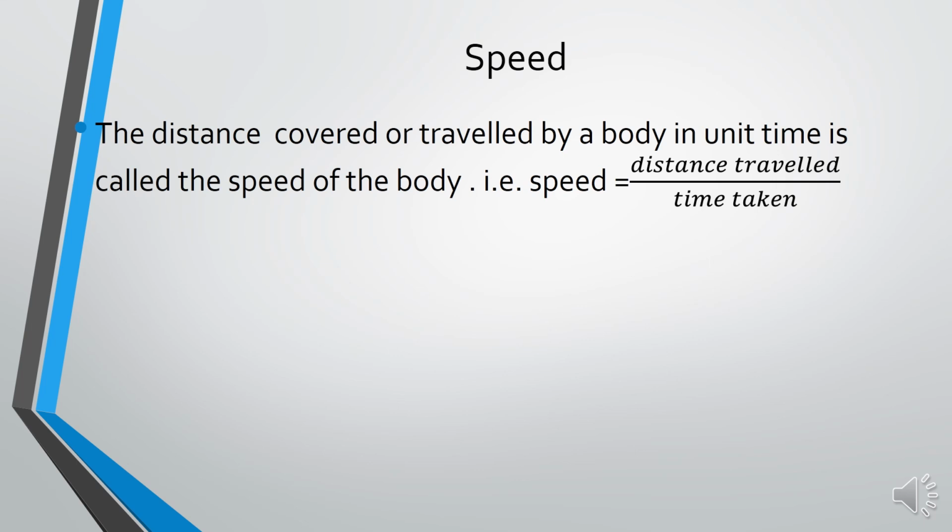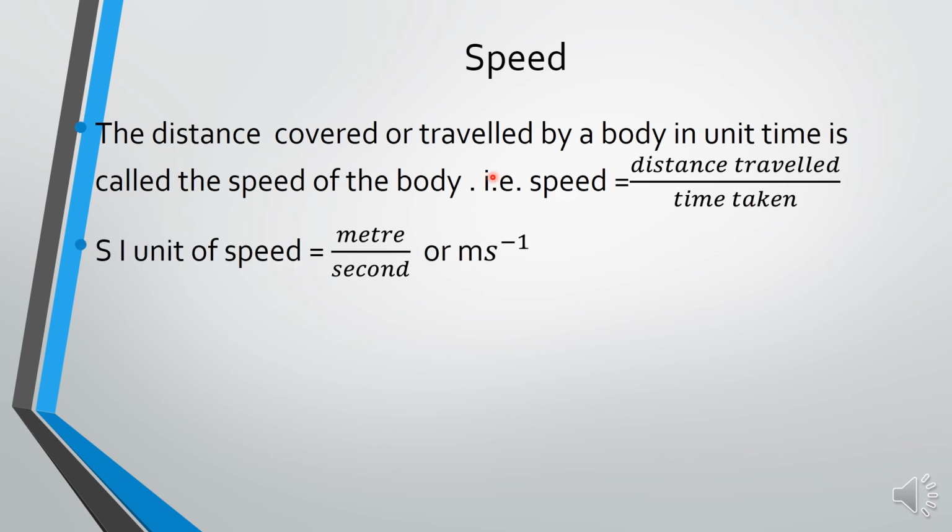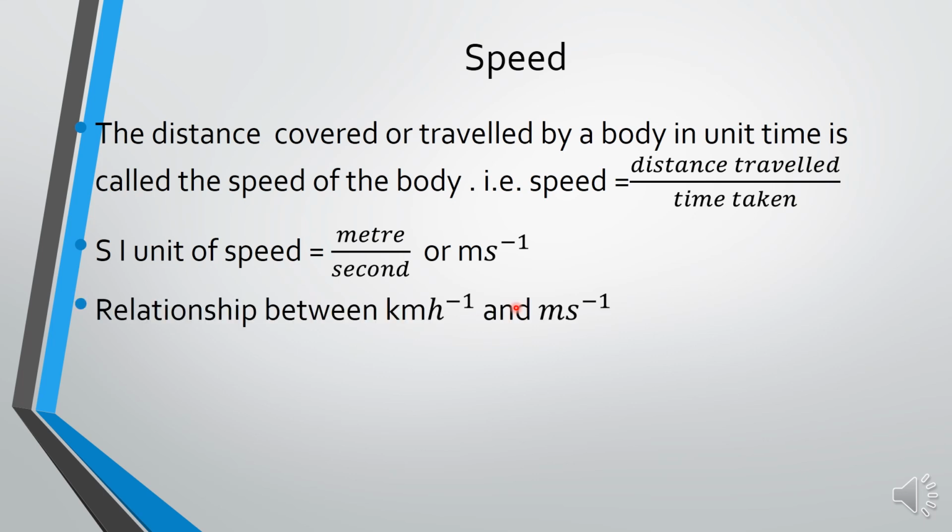Right children? Okay. The distance covered or travelled by a body in unit time is called the speed of the body. Speed equals distance travelled divided by the time taken. SI unit of speed equals meter per second. Why meter per second? Because the SI unit of distance is meter and the SI unit of time is second. So what is the SI unit of speed? SI unit of speed is meter per second.